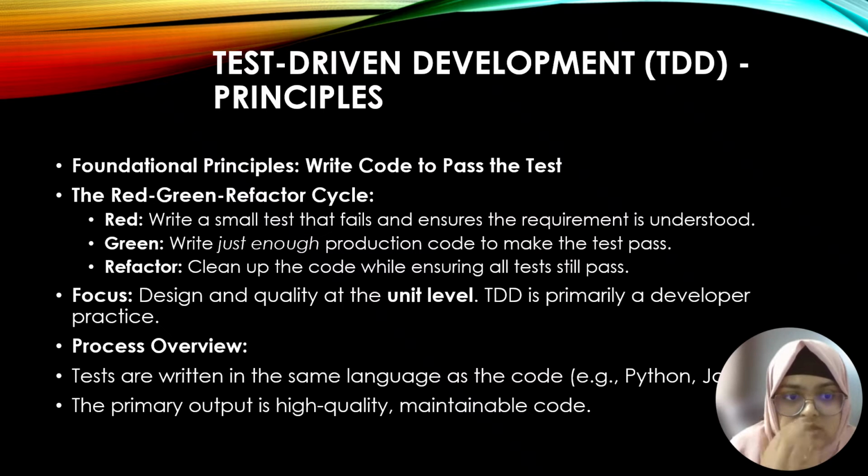Foundational principles: write code to pass the test. The red green refactor cycle. There are three things: red, green, and refactor. Red: write a small test that fails and ensures the requirement is understood. Green: write just enough production code to make the test pass. And refactor: clean up the code while ensuring all tests still pass. Focus: design and quality at the unit level.